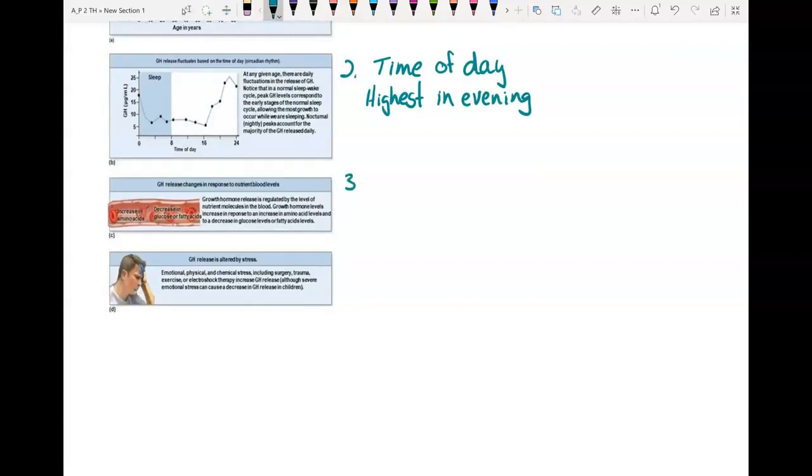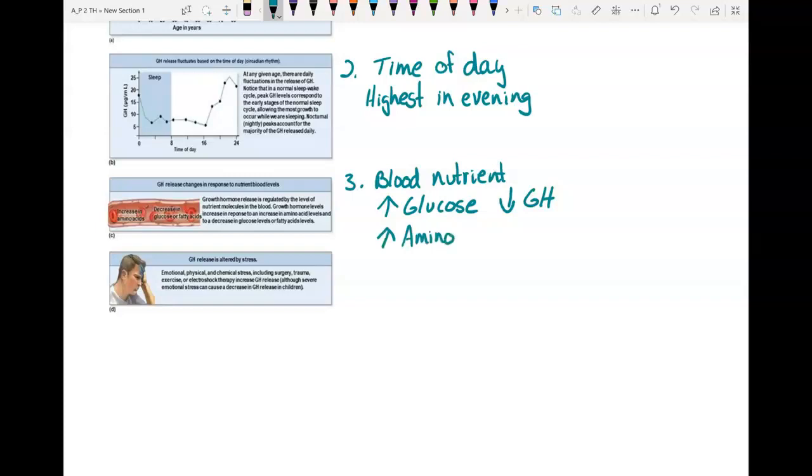Another factor is your blood nutrient levels. This is something else I used to always tell my kids. If you have high glucose, this will reduce your growth hormone. So having lots of soda and candy and all that sugar reduces the amount of growth hormone you have and can kind of stunt your growth. On the other hand, if you have high amino acids, so you're eating lots of protein, that will raise your growth hormone. So eating good healthy foods raises the amount of growth hormone.